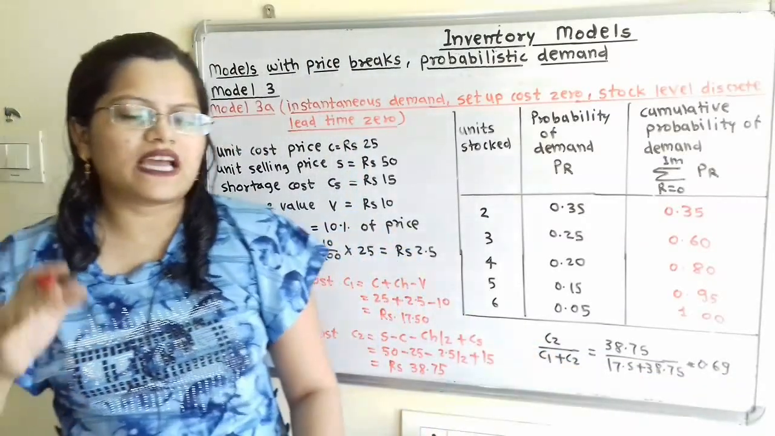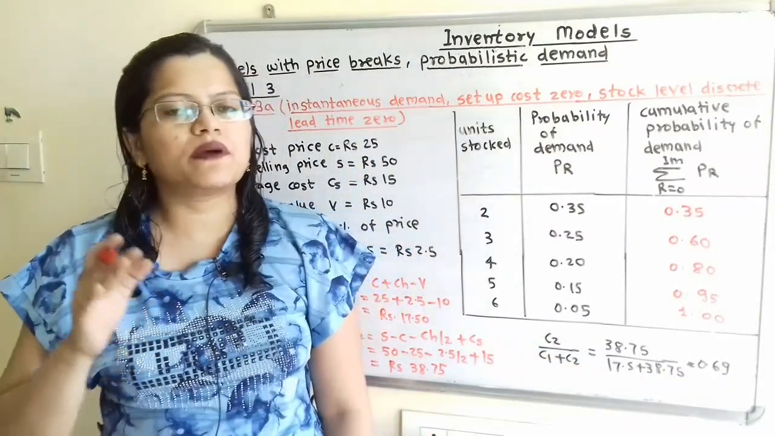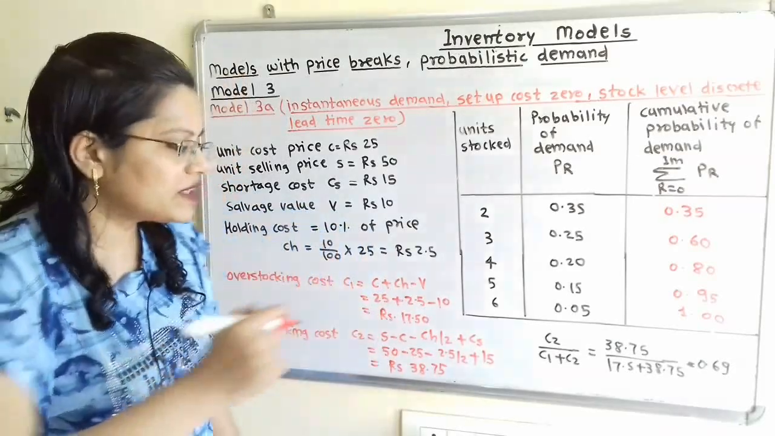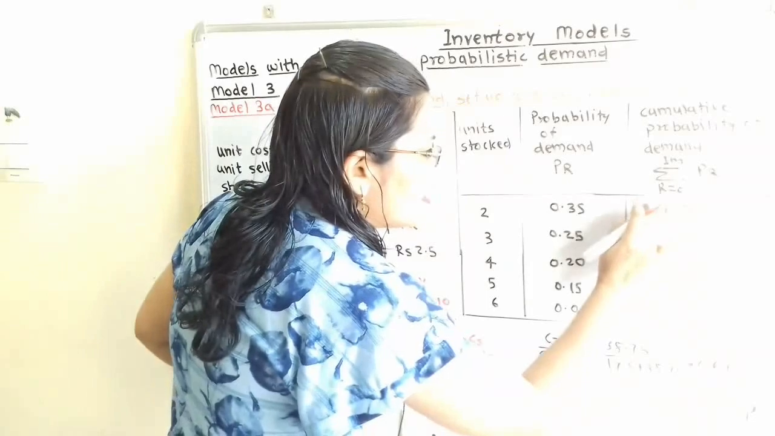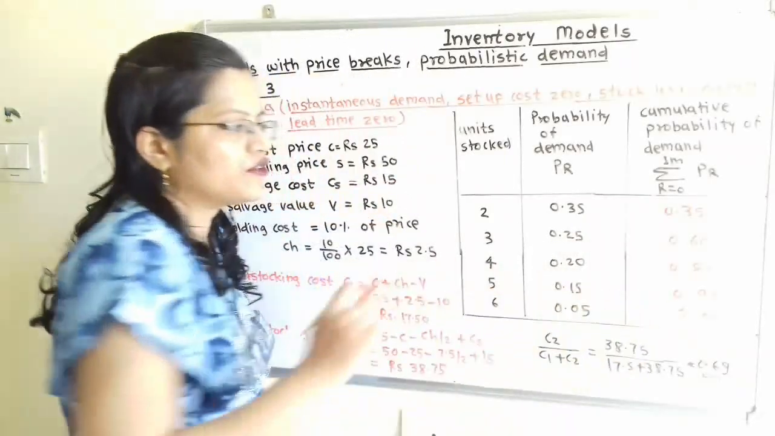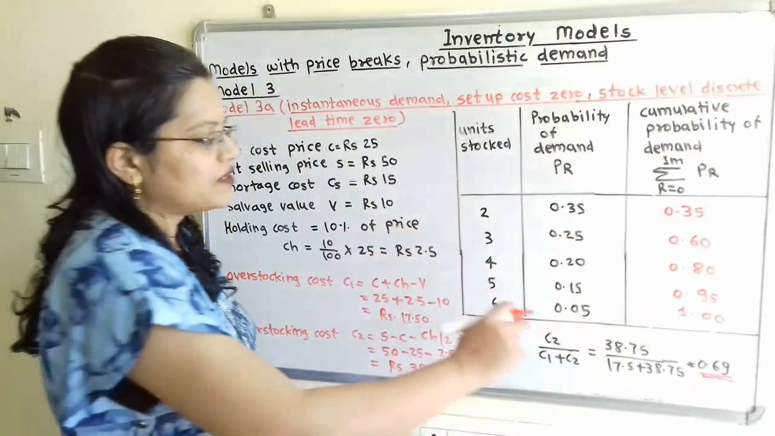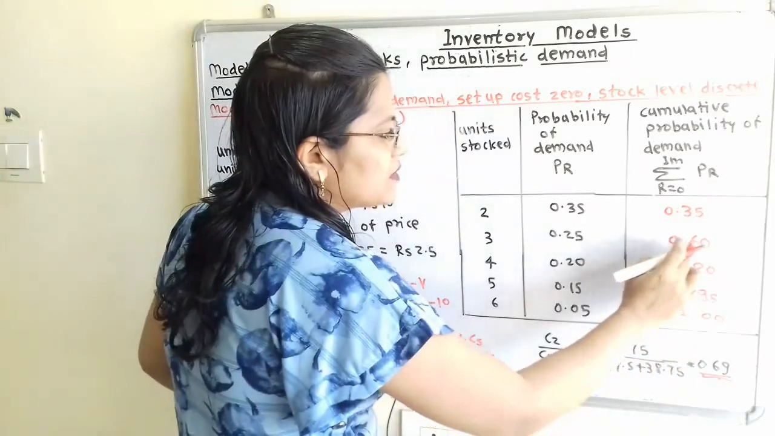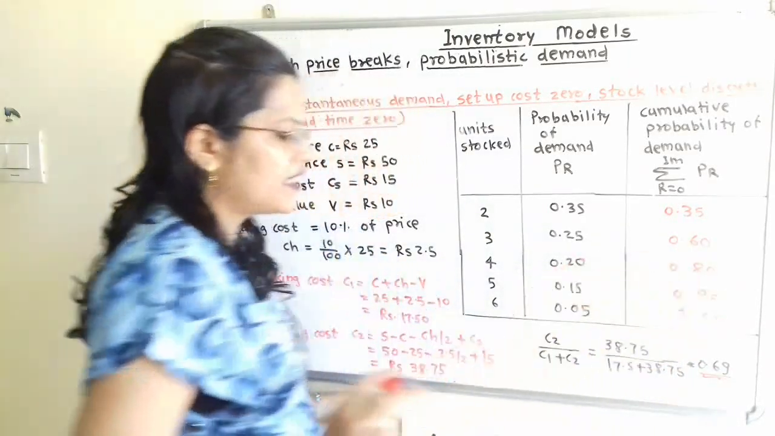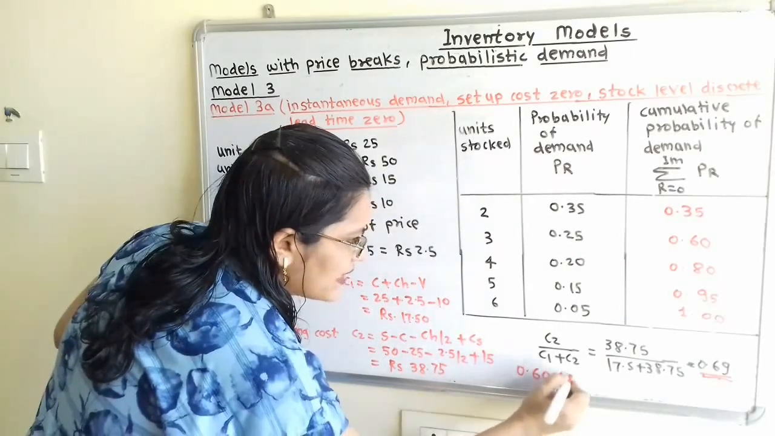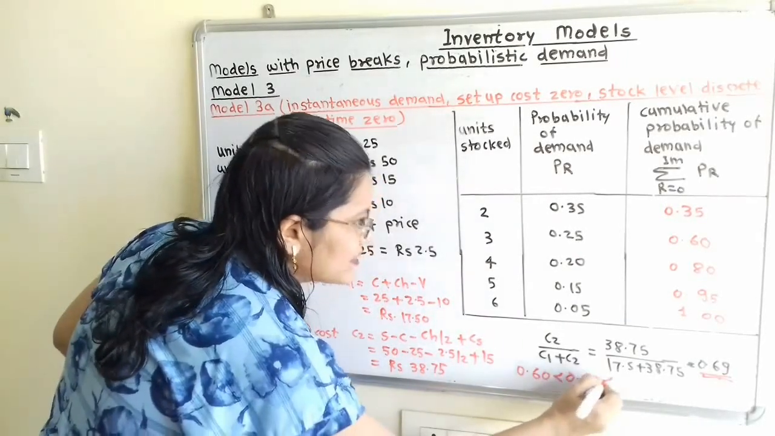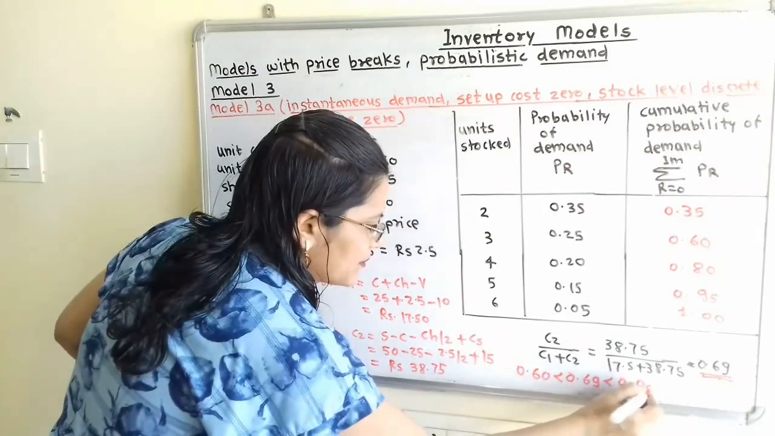Now the question is that we have to find out the optimum number of units. This ratio, that is 0.69, we have to compare with the cumulative probability. Now this 0.69 is in between 0.60 and 0.80. So I will write here 0.60 is less than 0.69 is less than 0.80.